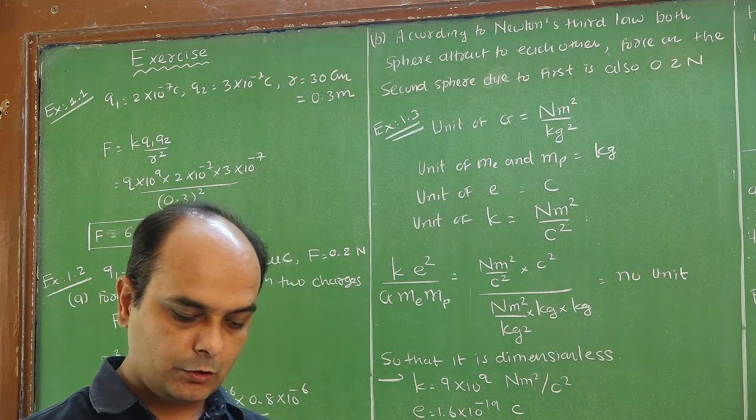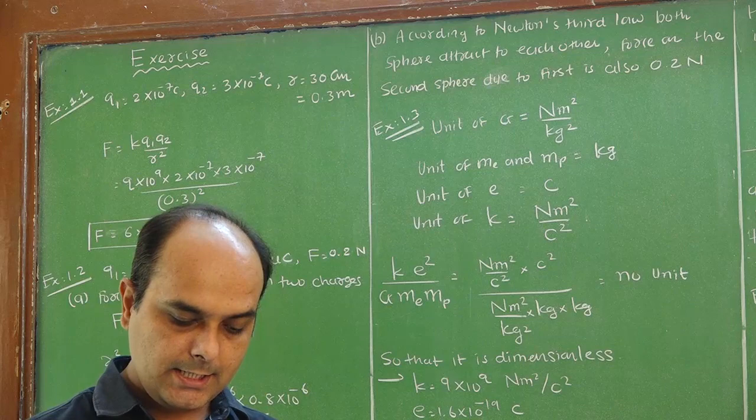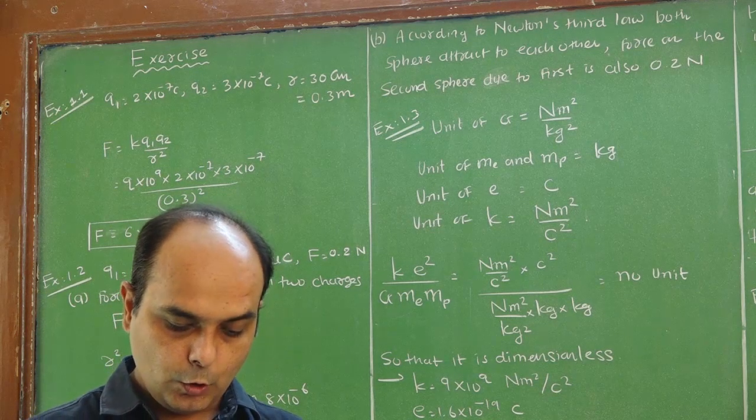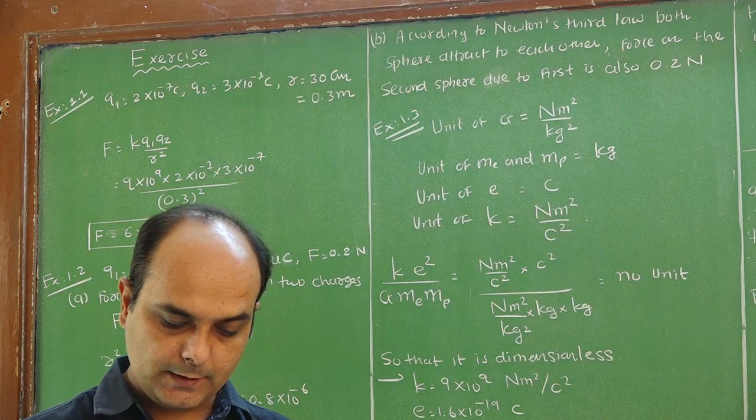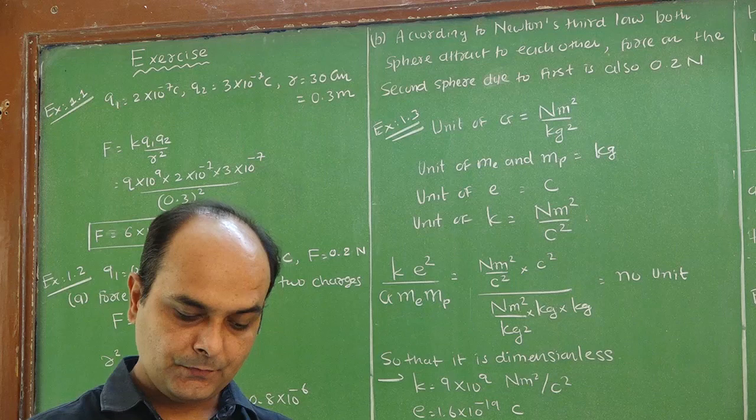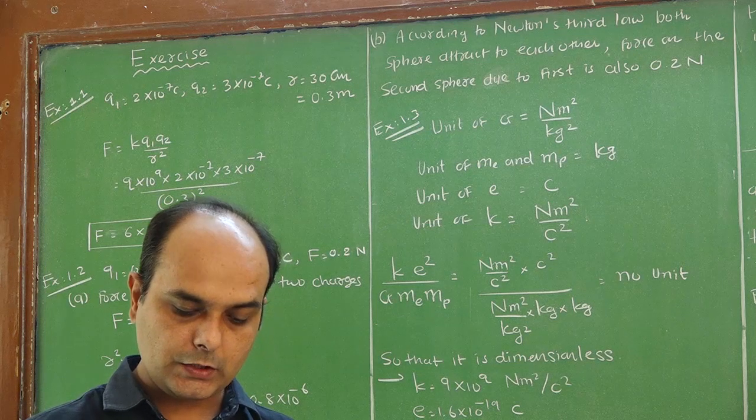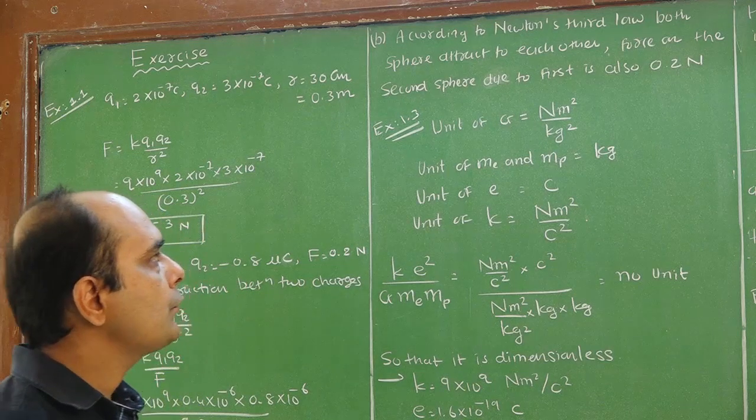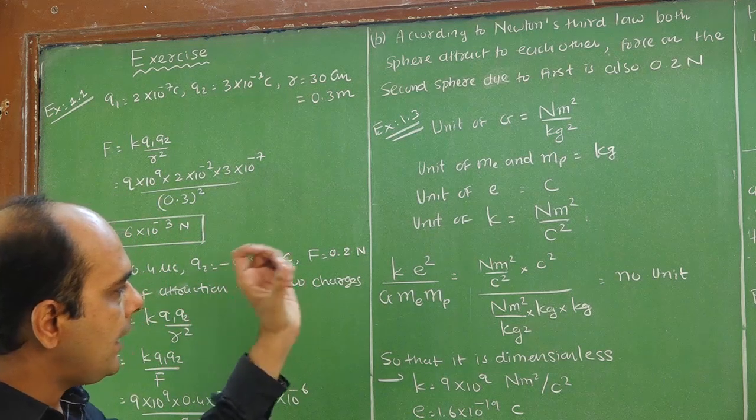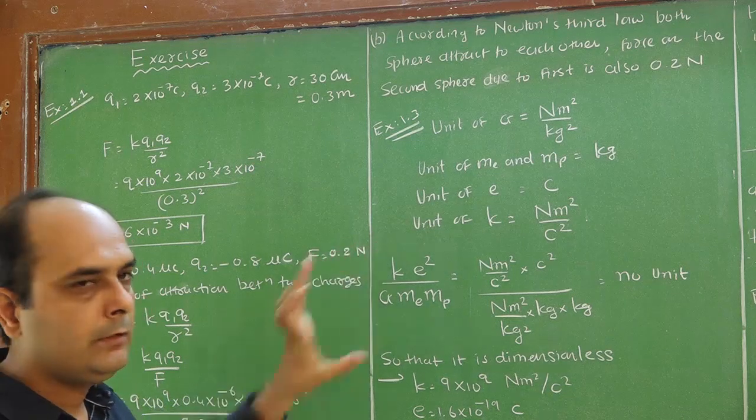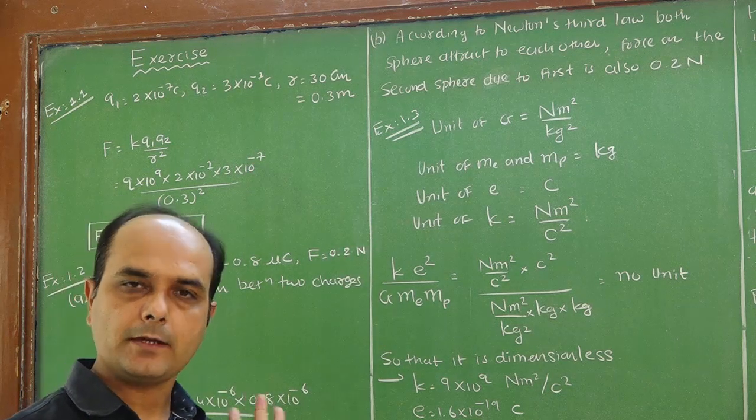Check that the ratio of k square by G into me into mp is dimensionless. Look up the table of physical constants and determine the value of this ratio. What does this ratio signify? So first, calculate the unit of this one. Then afterwards calculate the value of this one. And what does this ratio signify?